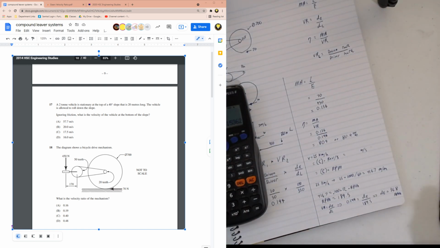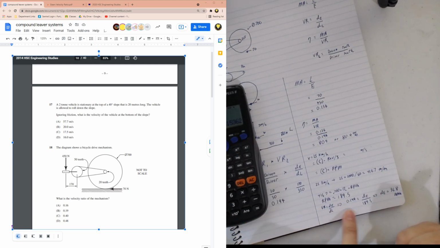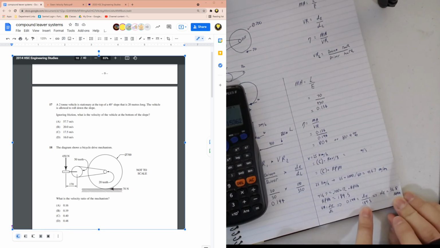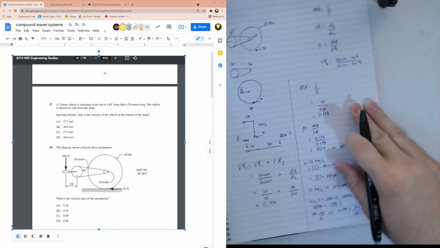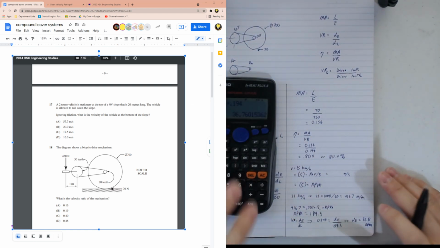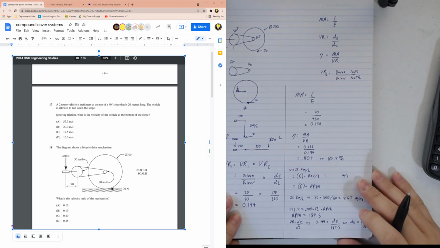Sorry, I did that one all down there at the bottom. But we have VR equals dE over dL. We know our VR is 0.194. We know our dL is 189.5, that's the amount of revolutions that it has to do. And then we just rearrange that formula to get dE. So we get 0.194 times 189.5 equals 36.8 RPM. So that's how you get the RPM required to move at 25 kilometers per hour.